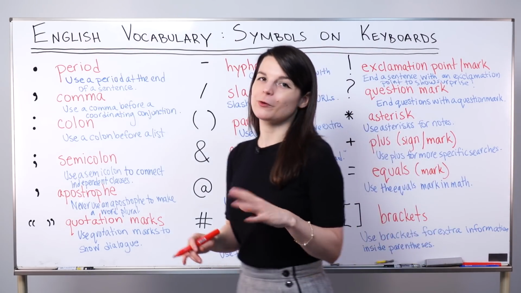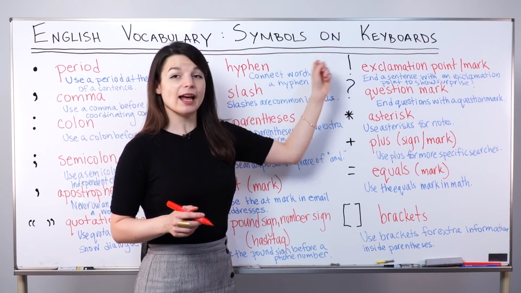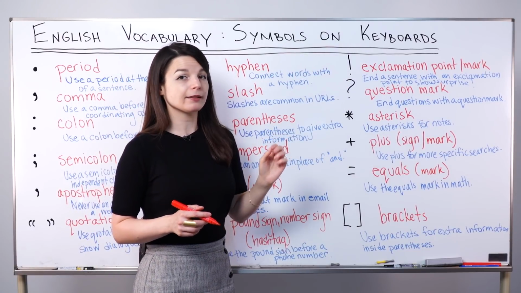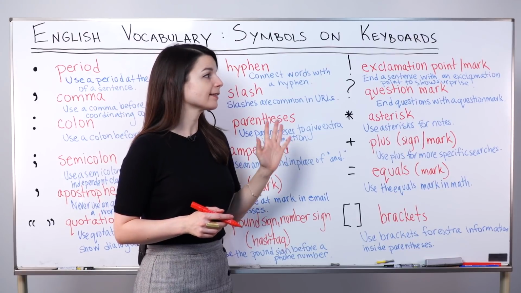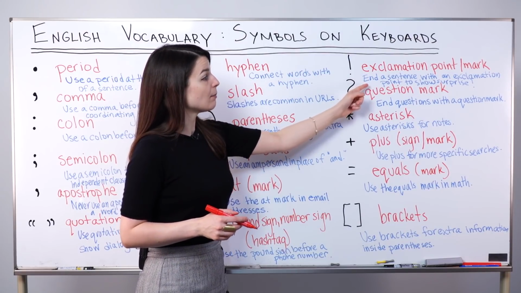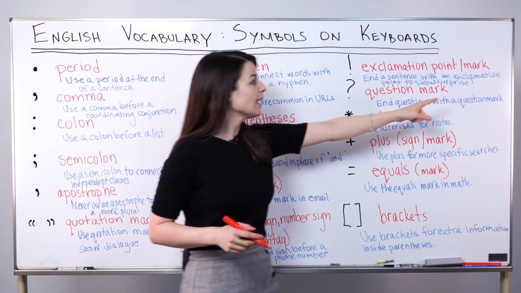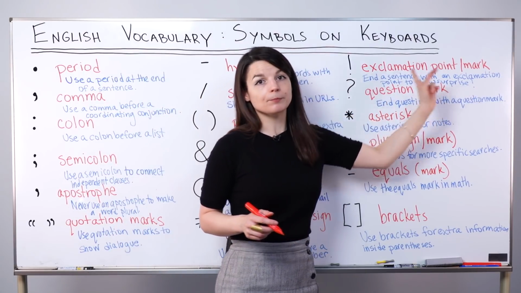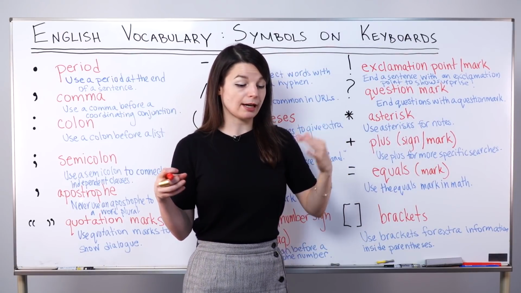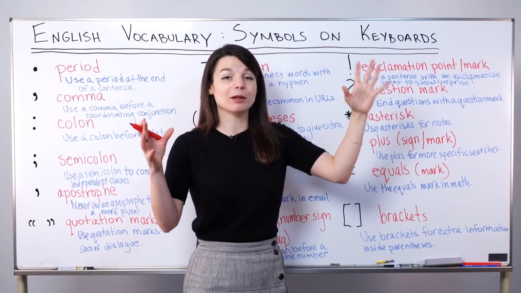Okay, let's go to the last part of the list rather. This is called an exclamation point or an exclamation mark. End a sentence with an exclamation point to show surprise. So when we end a sentence with this mark, it means we should read it with like a more excited voice, or we should read it with an exclamation.